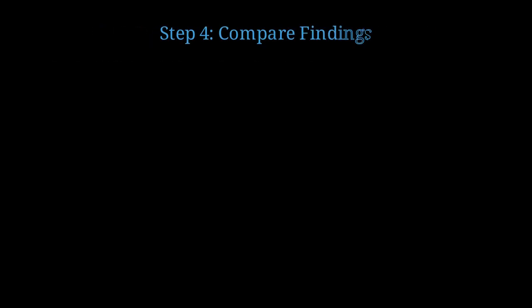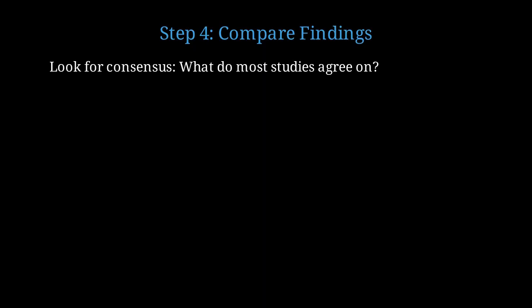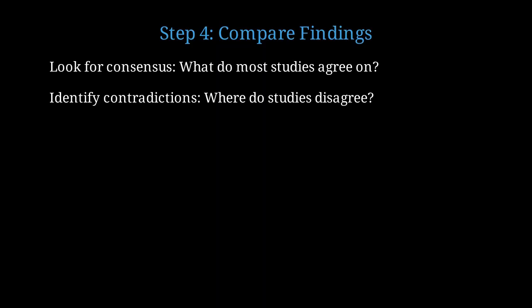Step 4 is comparing findings across studies to identify patterns and discrepancies. First, look for consensus. What do most studies agree on? These are the established findings. Then, identify contradictions. Where do studies disagree? Try to explain why. Always consider study quality and potential biases when weighing evidence. Not all studies are equally reliable.